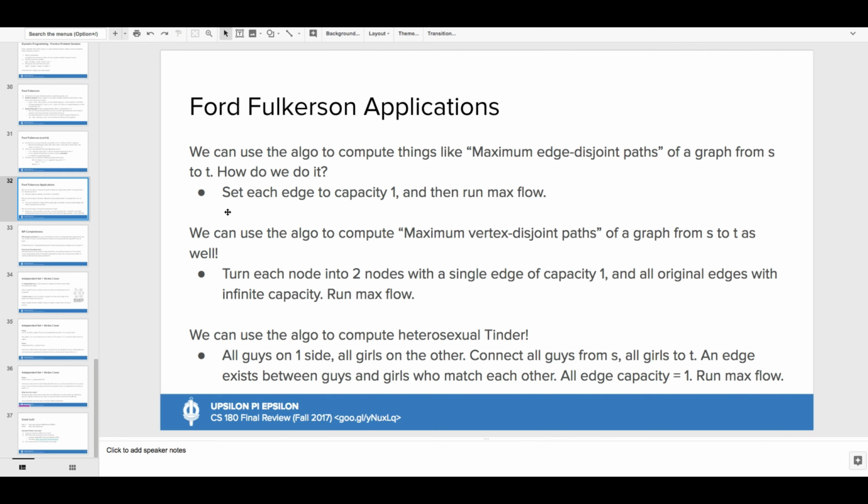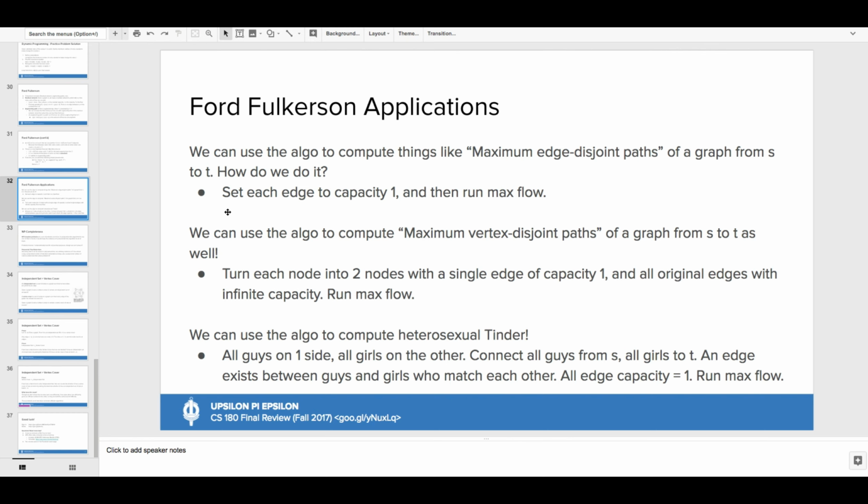Now, we can also use the algorithm to compute heterosexual Tinder. I say heterosexual because it must be clearly bipartite, aka male and female on each side of the graph. Now, all guys can be on one side, either the right side or the left side of the bipartite graph, but for this example, we'll say that the guys are on the left side and the girls are on the right side. If a guy likes a girl and a girl likes a guy, then they are mutually attracted. Therefore, we can have an edge between them to connect them.